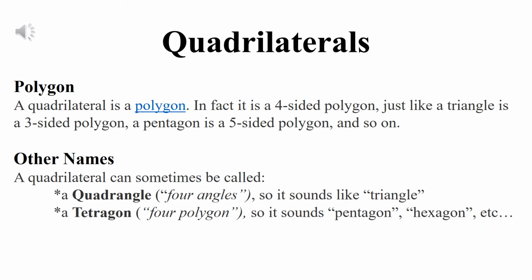Polygon. A quadrilateral is a polygon. In fact, it is a four-sided polygon, just like a triangle is a three-sided polygon. A pentagon is a five-sided polygon, and so on. Other names. A quadrilateral can sometimes be called a quadrangle, four angles, so it sounds like triangle. A tetragon, four polygon, so it sounds like pentagon, hexagon, etc.